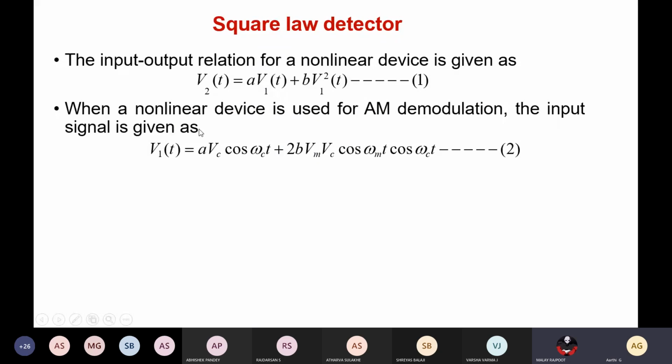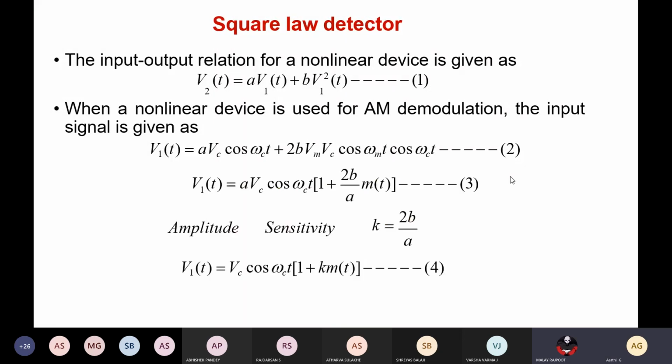This is the input signal that is generated using our AM modulator. We have the carrier waveform and the upper and the lower side bands. Here it is given as the product of the message and the carrier waveform. Substitute this second equation in the first equation. Let us simplify this second equation in terms of amplitude sensitivity. We take the common term Vc cos omega ct, which is common in the first two terms, outside.